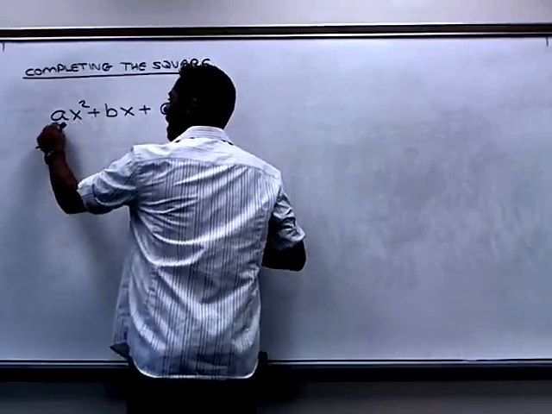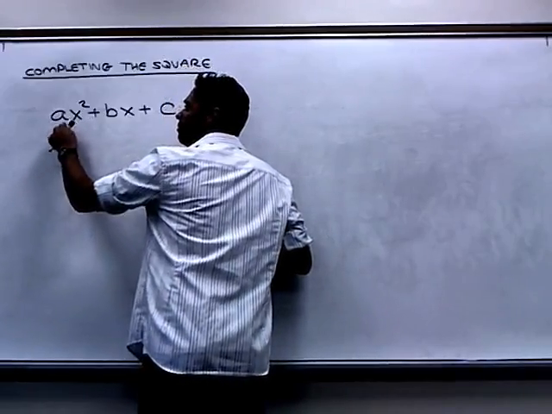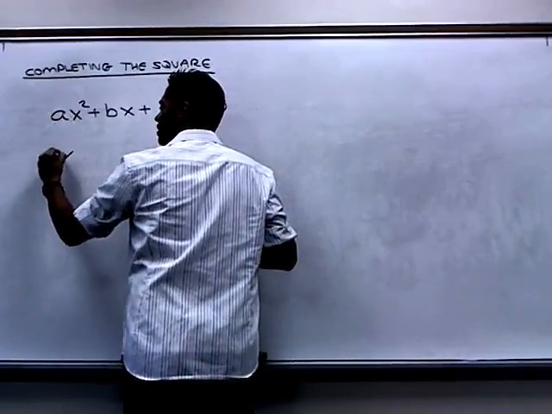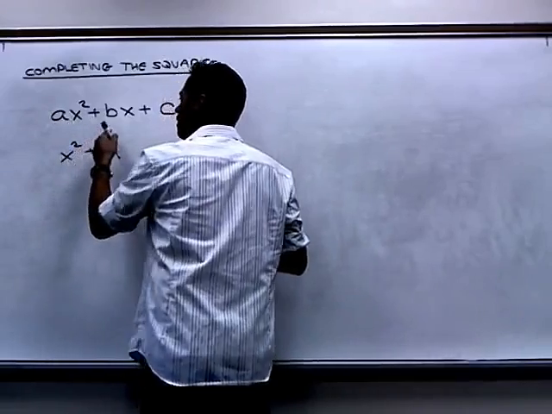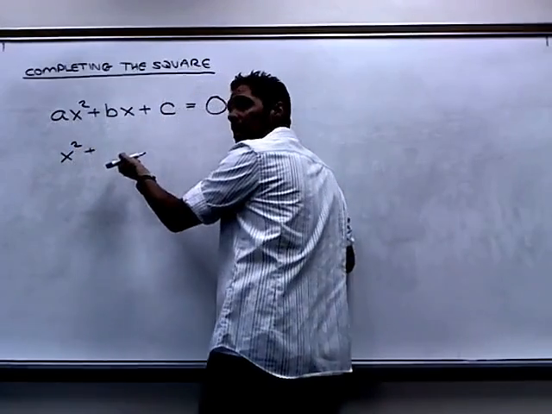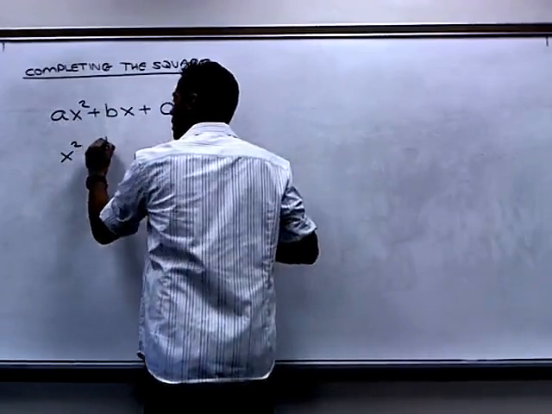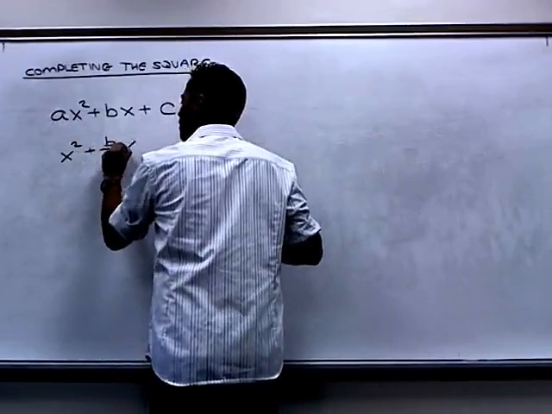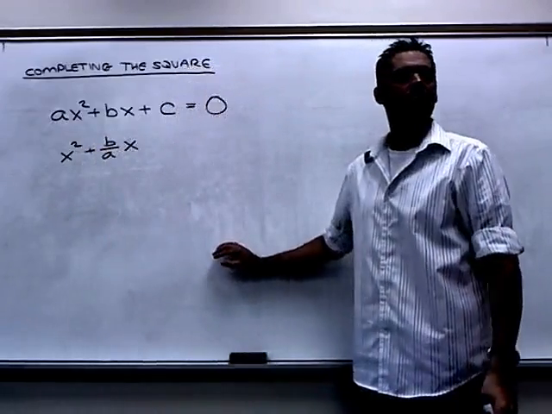If I divide this by A, what happens? The A's cancel, it just becomes x squared. Over here, I'll have the bx divided by A, won't I? I'm going to put it like this: B over A in front of x. Isn't that the same?